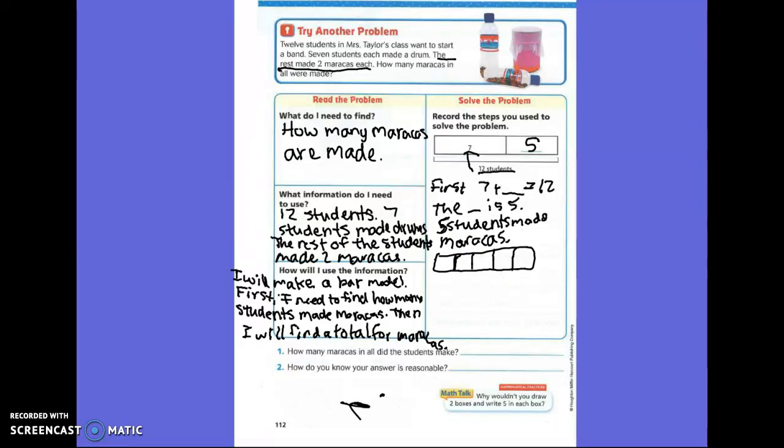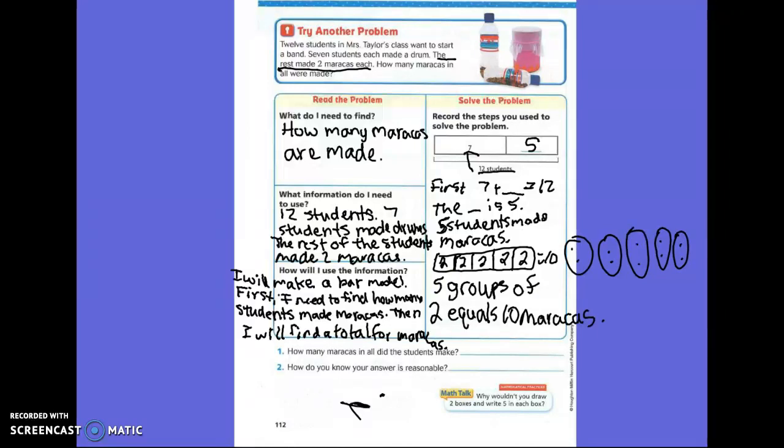Now, how many maracas does each of those students make? 2. So you would write 2 in each box. So how many maracas does that equal? There are 5 twos. 5 groups of 2. That's basically what that thing is. 5 groups of 2. What does that equal, everybody? 10. So, 5 groups of 2 equals 10 maracas. Maybe we'll answer 1 and 2. You guys can... Your answer is reasonable.